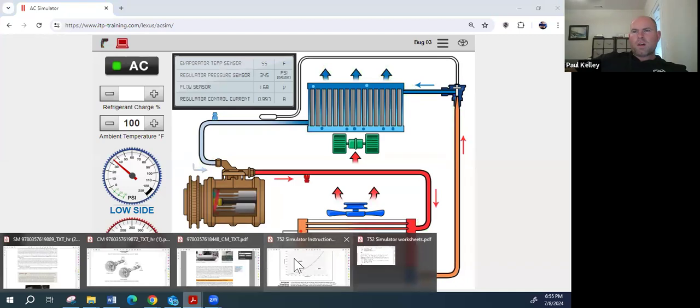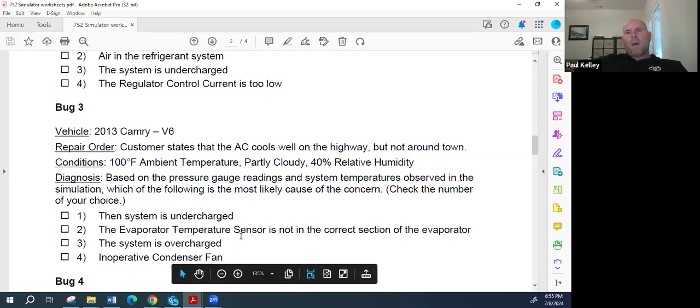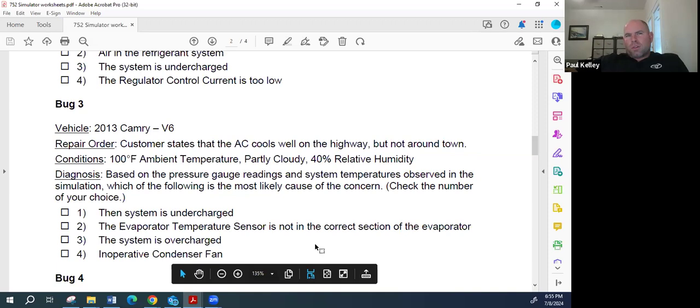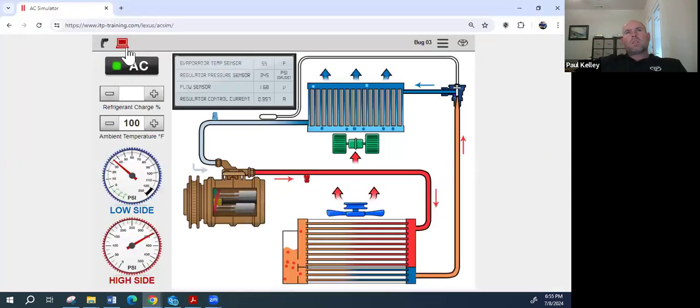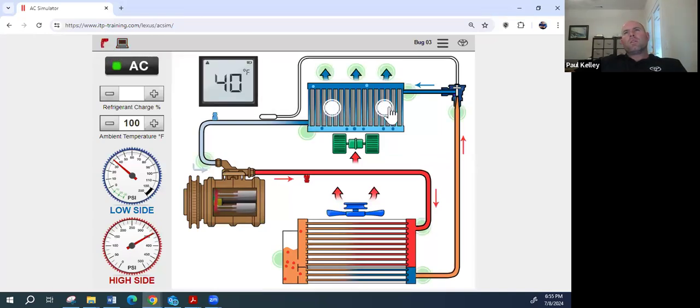So if we were to check this out, one of the options was evaporator temperature sensors not in the correct section. So again, you guys saw how we could test that. You could hook up the scan tool and see what the temperature sensor's reading. Look at the scan tool, the temperature sensor reading about 55. You could gun it. It's actually reading about 40. That's kind of interesting, but then again, it is warmer up here. So we'll give that a pass.